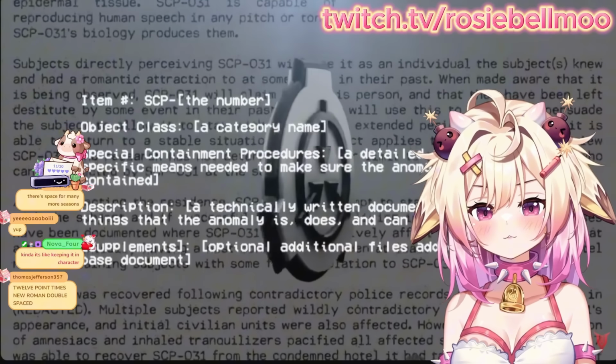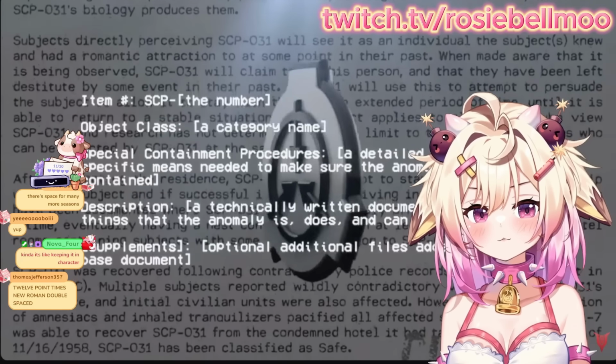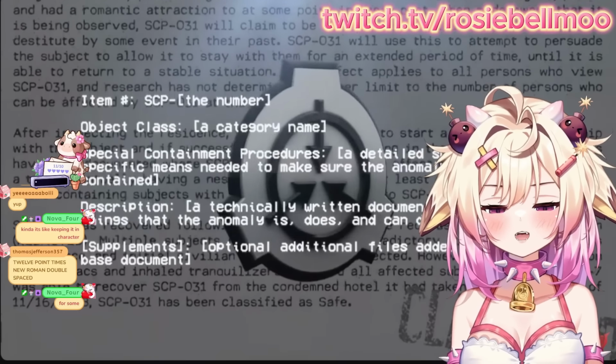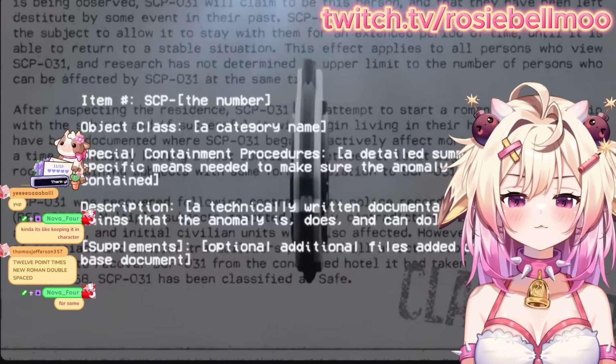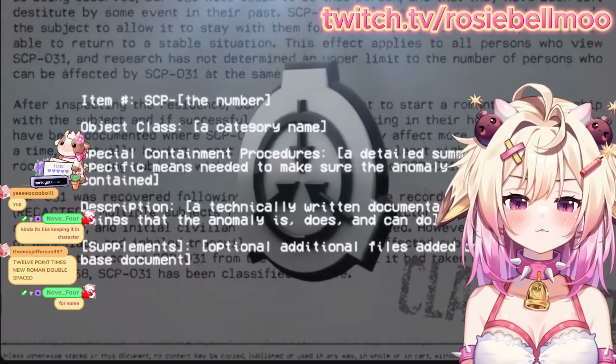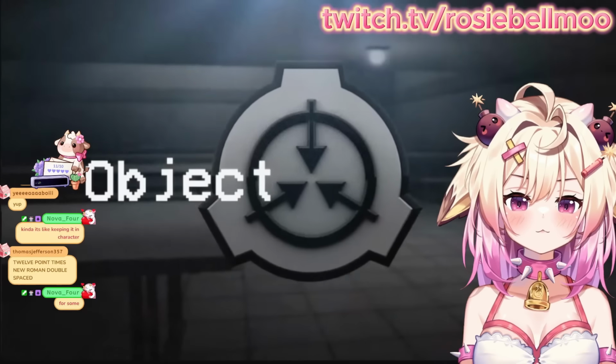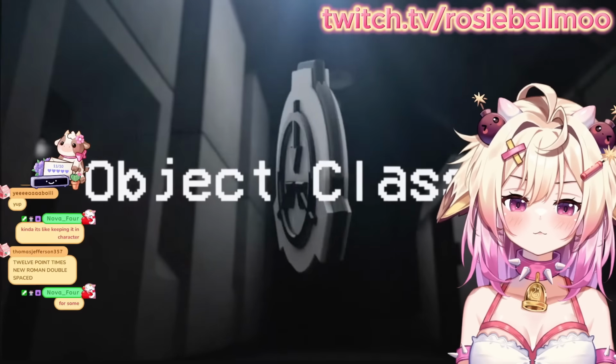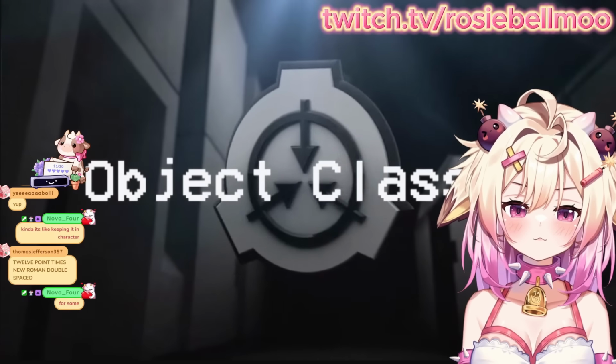Technically written documentation of all things that the anomaly is, does, and can do. And finally, for some of them, supplements. Optional additional files added onto the base document. Each SCP is given an object class based on the degree of containment difficulty. Here are the primary object classes.